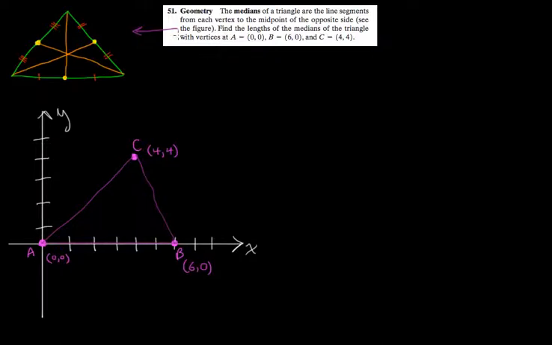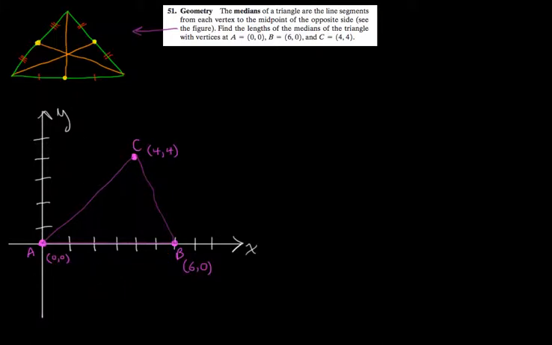And it says to find the lengths of the medians of this triangle. I drew it here, points A, B, and C. So our job is to first find the medians, which should be here, here, and here. And after that, find the length from this point to this median, this point to this median, and this point to that median. So we're going to do that. Let's start by finding the midpoint from A to B.